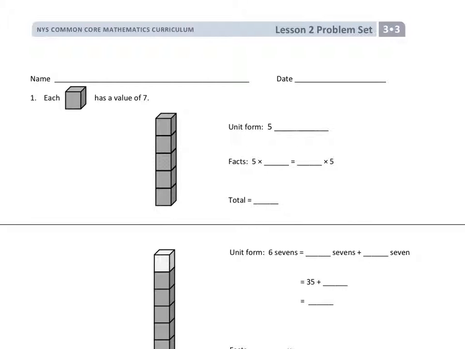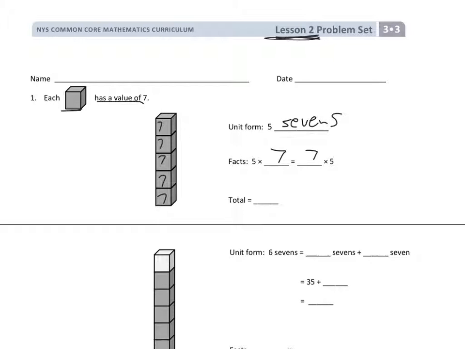So if you have your problem set ready to go, remember we're on lesson 2 problem set. Each cube has a value of 7. So to help me remember that, I'm going to write 7 inside each one of these cubes. 7, 7, 7. So how many? I have 5 7s. 5 groups of 7 is 5 times 7. Commutative property is 7 times 5.